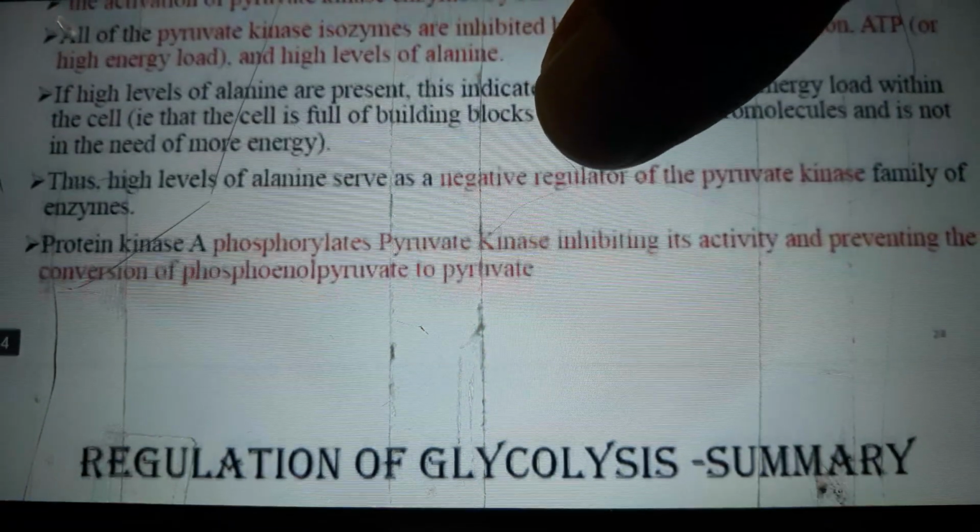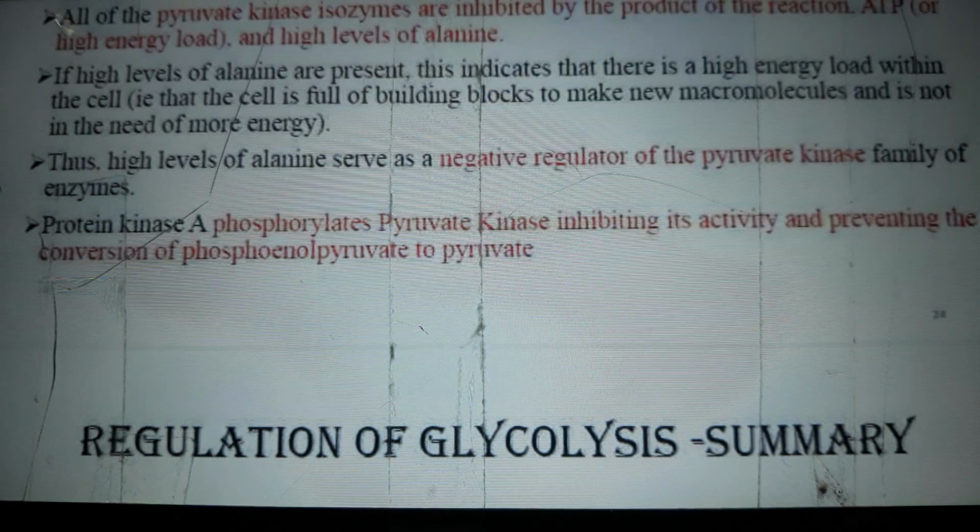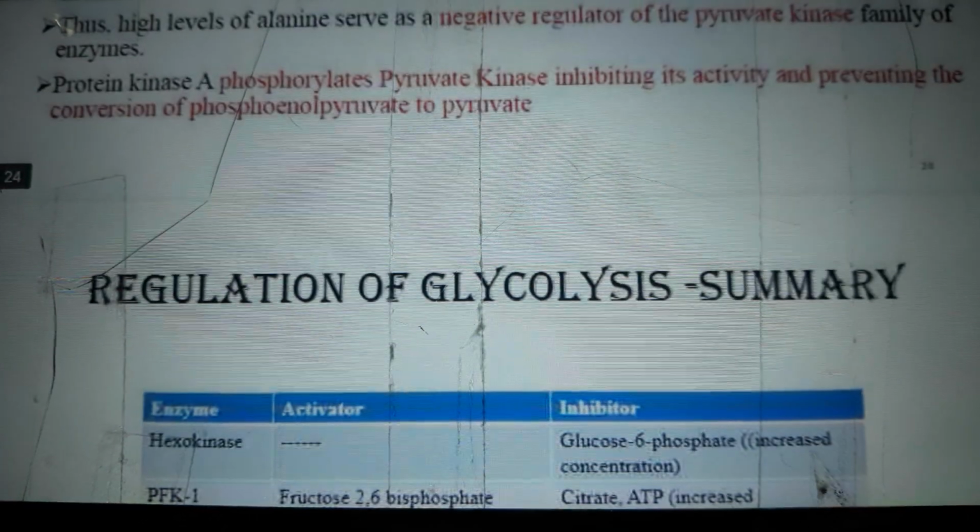All of the pyruvate kinase isozymes are inhibited by the product of the reaction, ATP or high energy load, and high levels of alanine. If high levels of alanine are present, this indicates that the cell is full of building blocks to make new macromolecules and is not in need of more energy. Thus, high levels of alanine serve as a negative regulator of the pyruvate kinase family of enzymes.